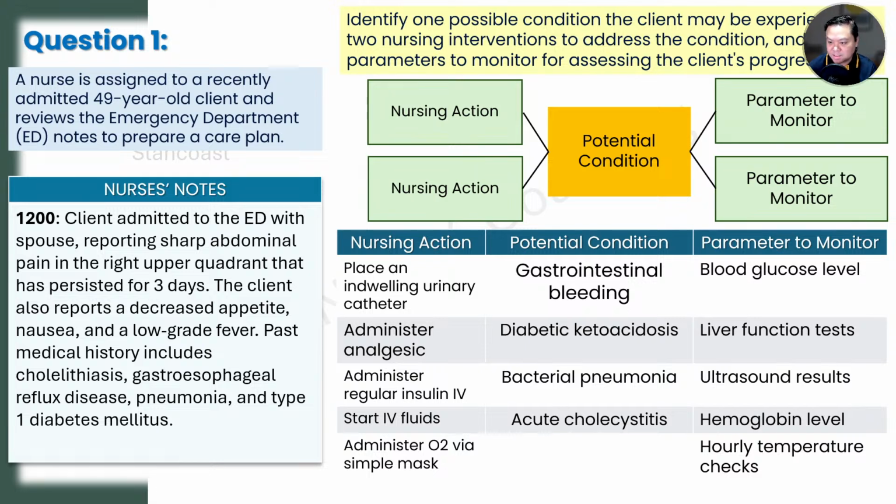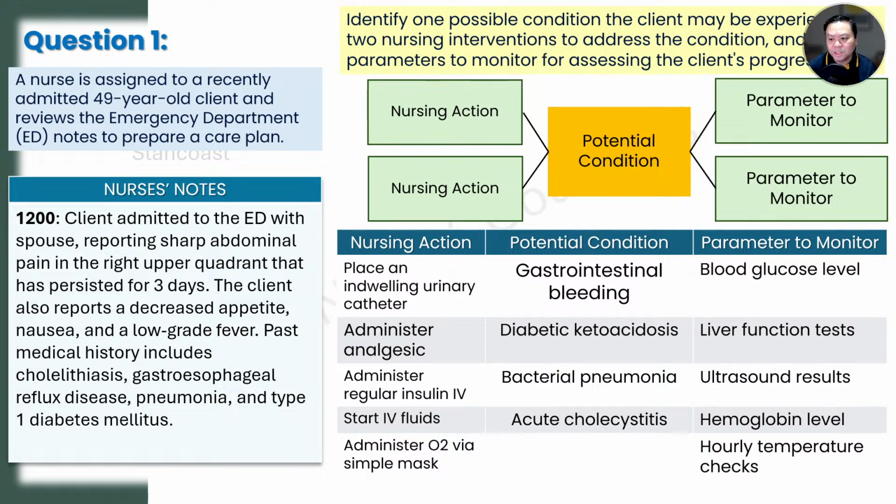It states at 12 noon, client admitted to the ED with spouse reporting sharp abdominal pain in the right upper quadrant that has persisted for 3 days. The client also reports a decreased appetite, nausea, and a low-grade fever. Past medical history includes cholecystitis, gastroesophageal reflux disease, pneumonia, and type 1 diabetes mellitus. Now, your task here is to identify one possible condition the client may be experiencing, 2 nursing interventions to address the condition, and 2 parameters to monitor for assessing the client's progress.